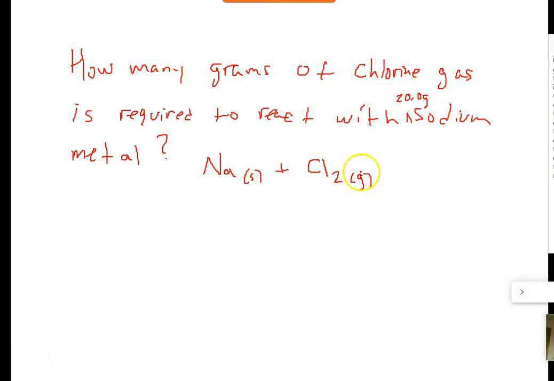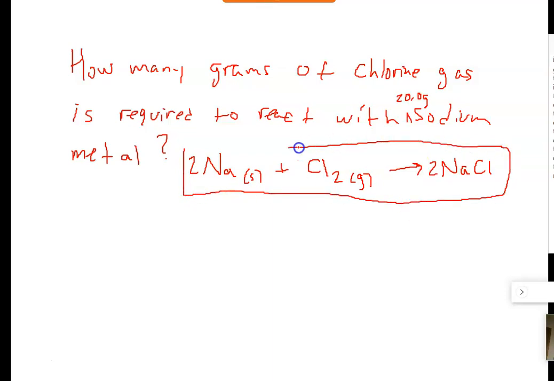So it's sodium plus Cl2, and then your product, which is sodium chloride, is NaCl. And then in order to balance it, there's got to be a 2 there and a 2 there. So this would be the correct equation and balanced correctly. So you first have to get this. Obviously, if you can't get this, then your mole-to-mole ratios would be wrong.